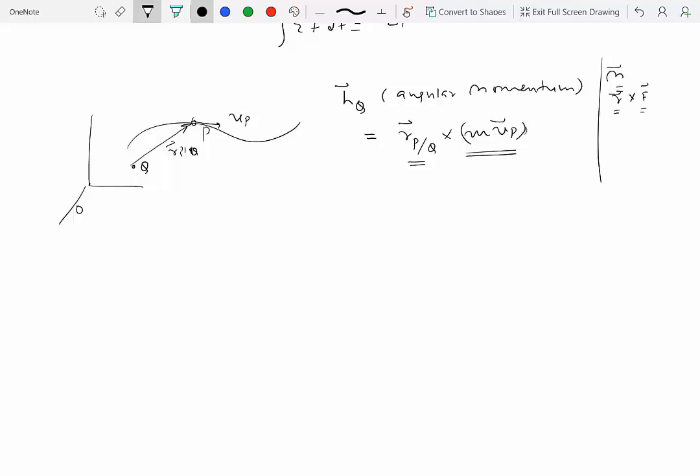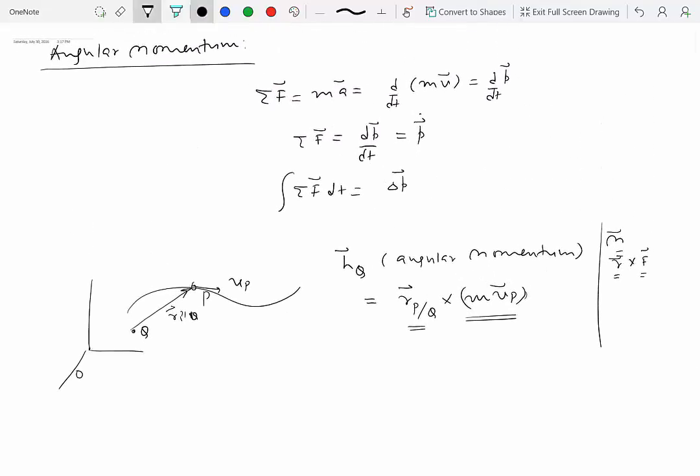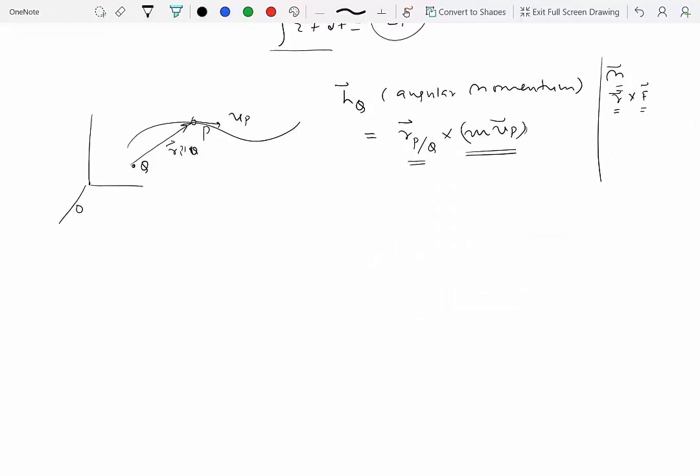Now the question is, can we relate this angular momentum quantity to something else, just as we were able to relate the change in linear momentum to the linear impulse of a force, integral sigma f dt? The question is, is it possible to relate the angular momentum to something? Yes, the answer to that question is yes, we can do that. But first, let's look at a simple example of how we compute the angular momentum.